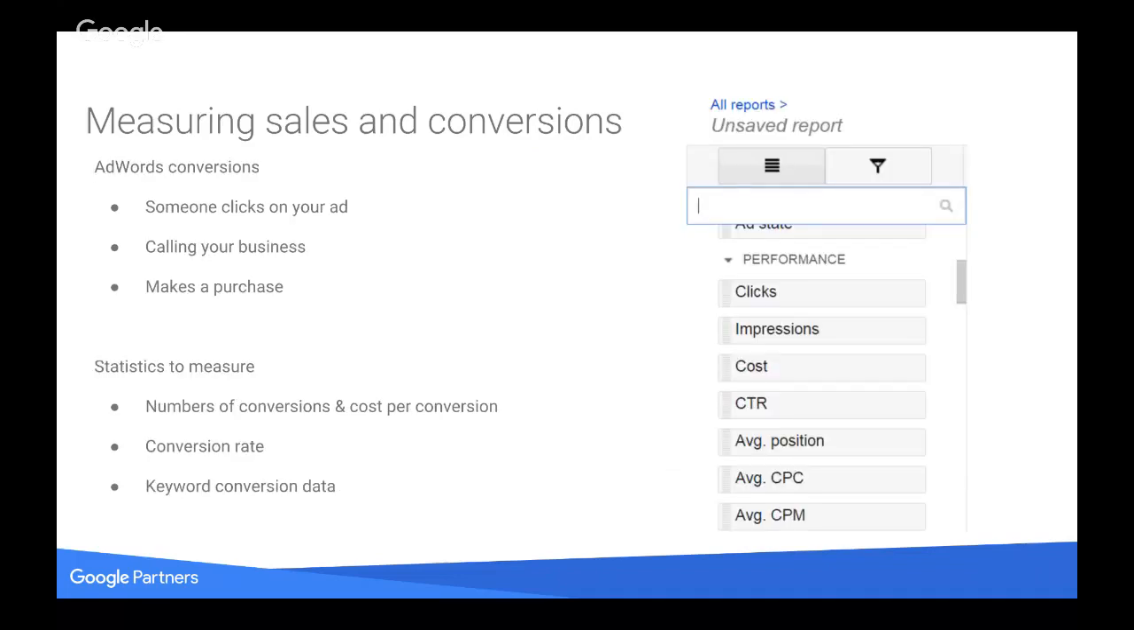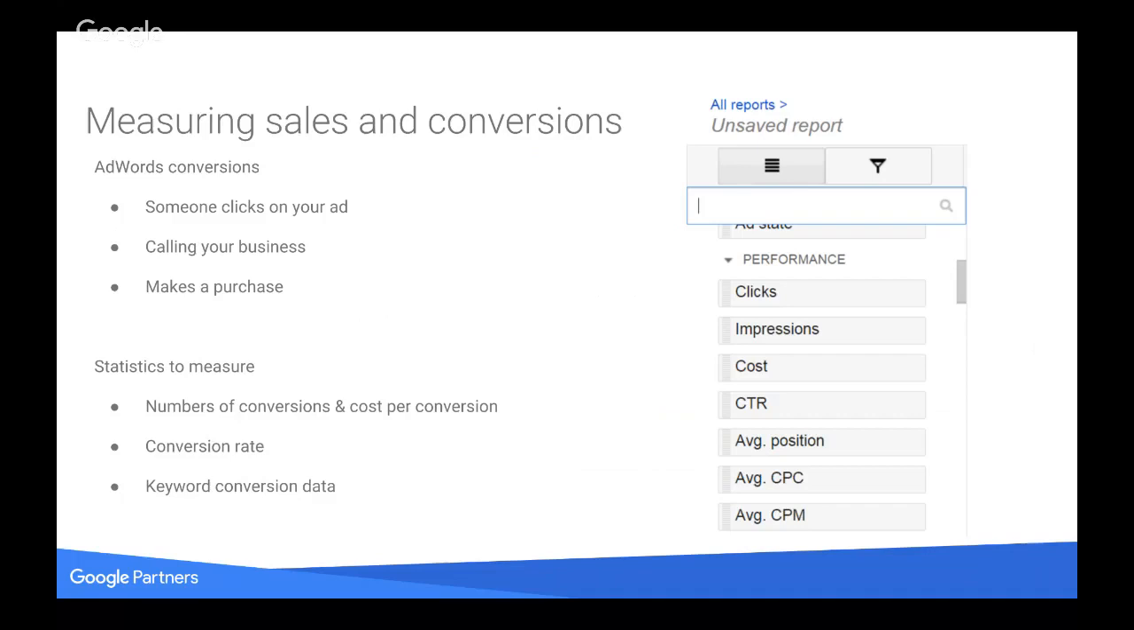You can also see, as we mentioned, when someone's called your business because of a display ad using call reporting, or when someone's made a purchase using e-commerce tracking, or when someone simply clicked on your ad. Now, the statistics to keep in mind are, of course, the number of conversions and your cost per conversion on the display network, and also your conversion rate.